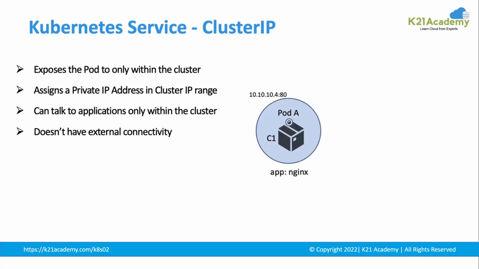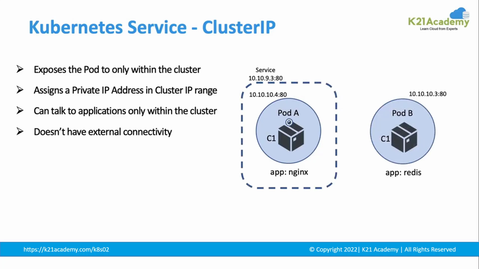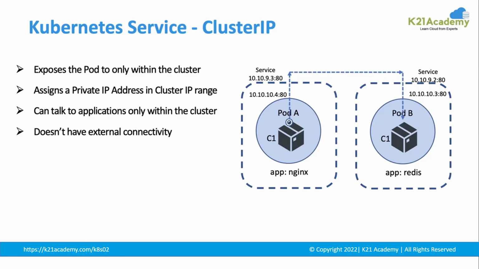So if you see, you have a pod, you have a container in that, and the pod has an IP address. You're creating a service and that gets an IP address within the ClusterIP range. I have another pod called pod B and I have a service B for it, which has an IP address which is accessible only within the cluster. So they both have a ClusterIP type of service. Now when the packet goes, it will go like this: from the pod IP to the service, and to service B, and then to pod B's IP address.